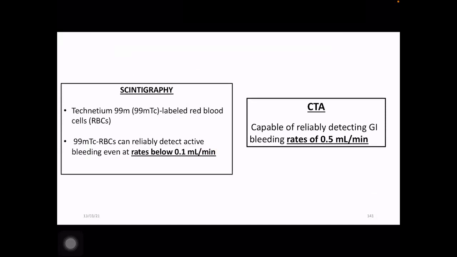Always remember the technetium nuclear scan, that is the RBC scan, can detect active bleeding even at rates below 0.1 ml per minute. But scintigraphy cannot exactly localize the bleed. It can detect the bleed rate below 0.1 ml, but it cannot exactly point out where it is bleeding from. Whereas CT angiography can detect blood loss at the rate of 0.5 ml per minute. At the same time, it can tell where it is bleeding from, with which you can do an embolization.